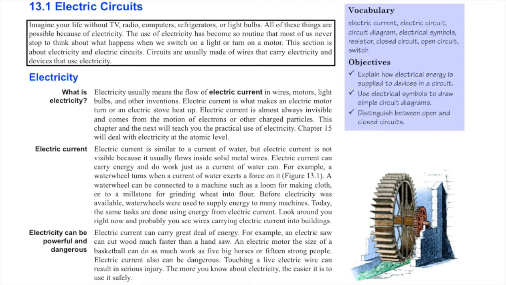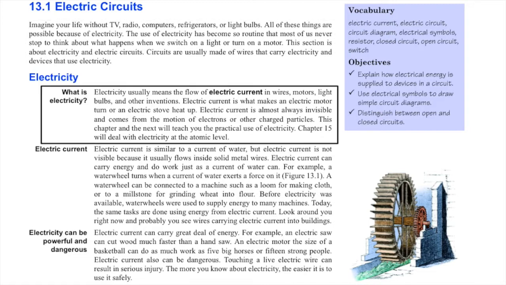Section 13.1, Electric Circuits. Imagine your life without TV, radio, computers, refrigerators, or light bulbs. All of these things are possible because of electricity. The use of electricity has become so routine that most of us never stop to think about what happens when we switch on a light or turn on a motor. This section is about electricity and electric circuits. Circuits are usually made of wires that carry electricity and devices that use electricity.